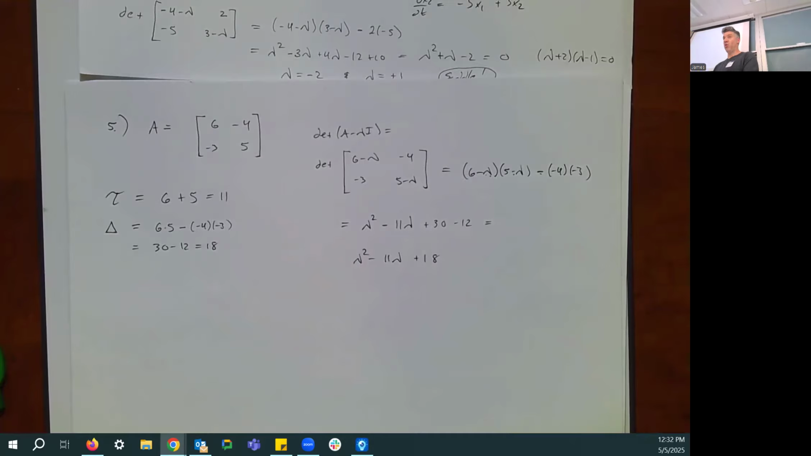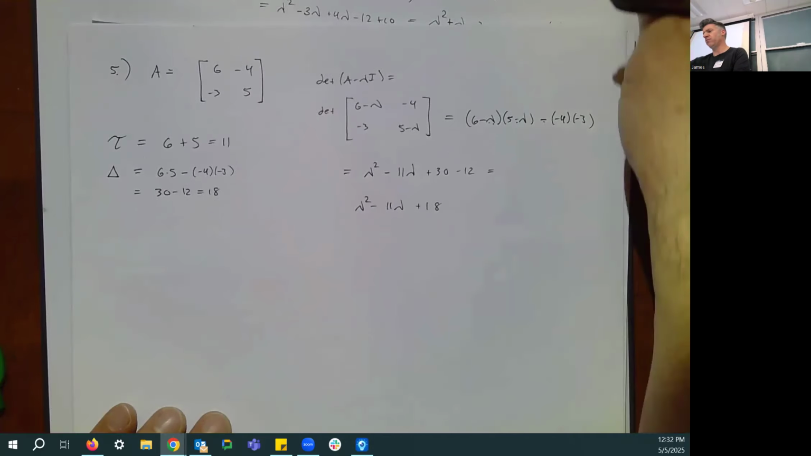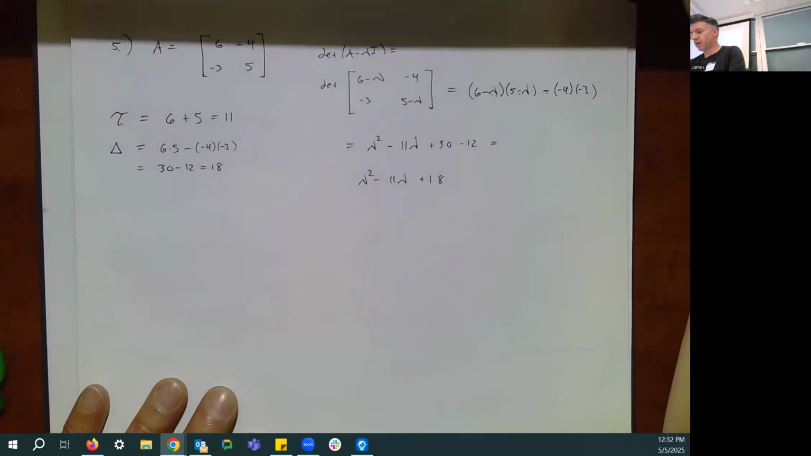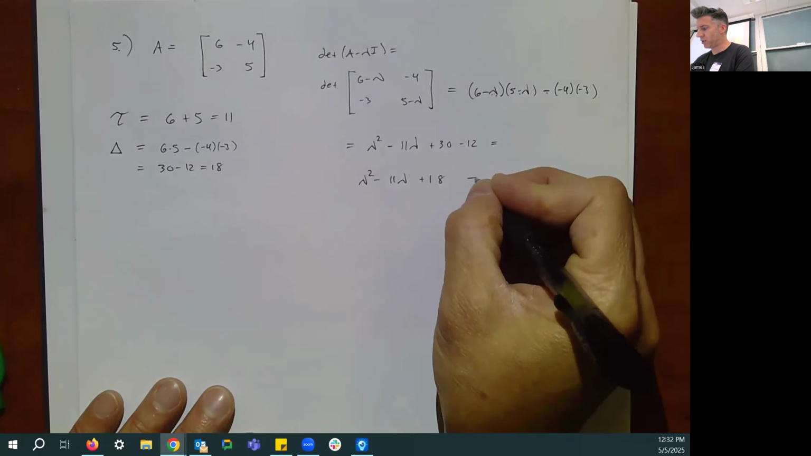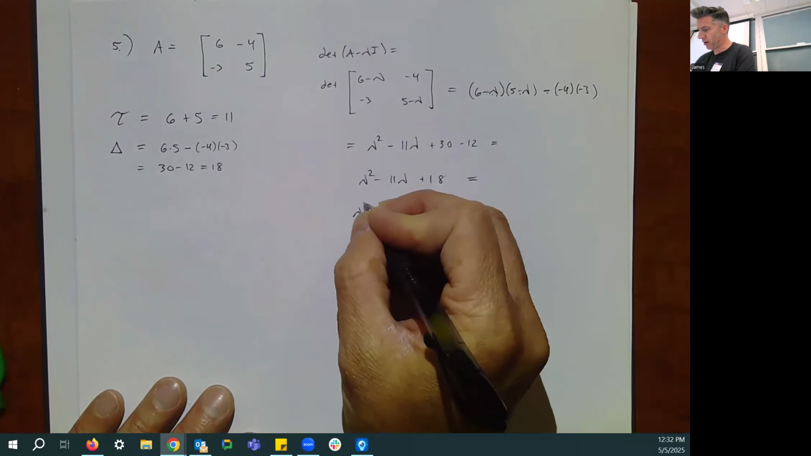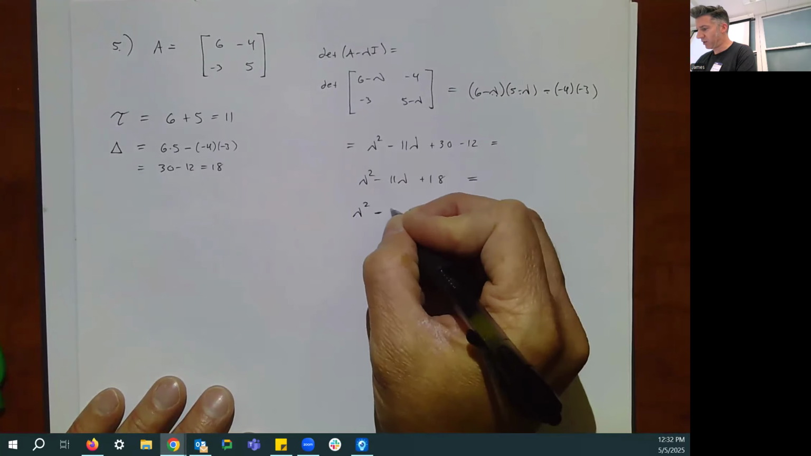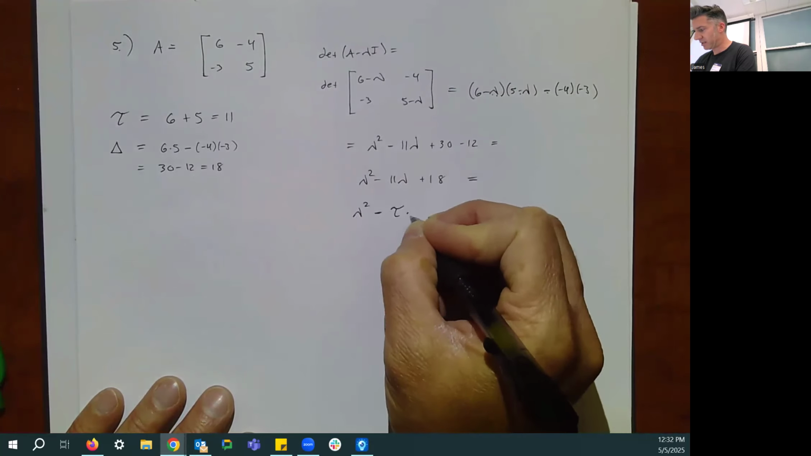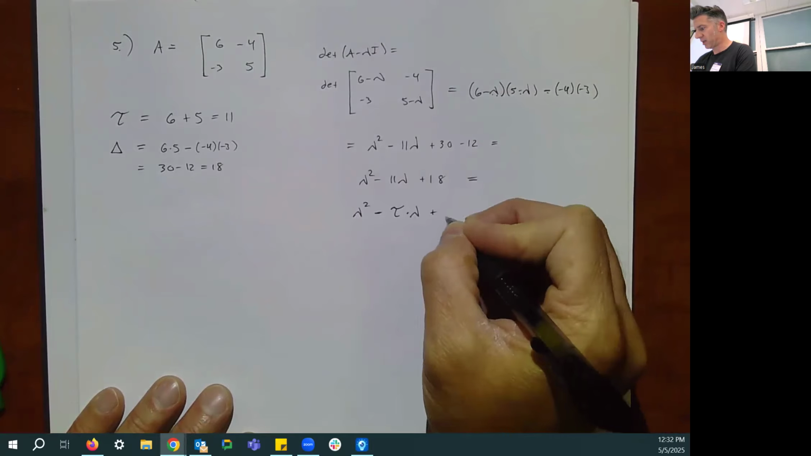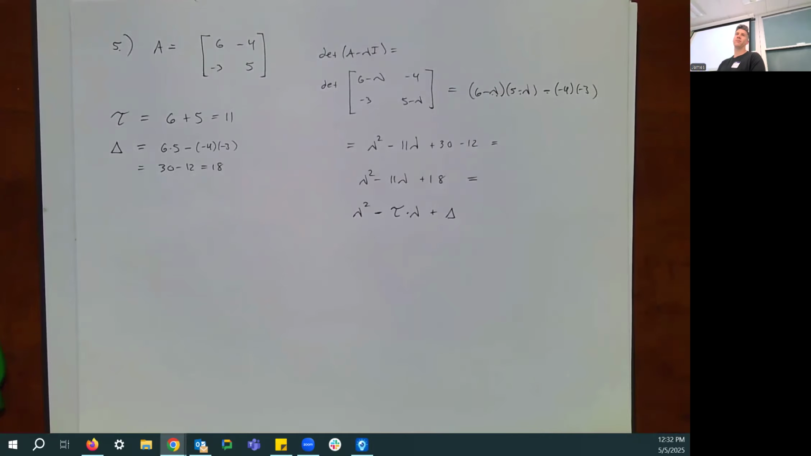Something that's always true for a 2 by 2 matrix is it's always going to be equal to lambda squared minus whatever the trace of your matrix is times lambda plus whatever the determinant of your matrix is. Kind of neat.